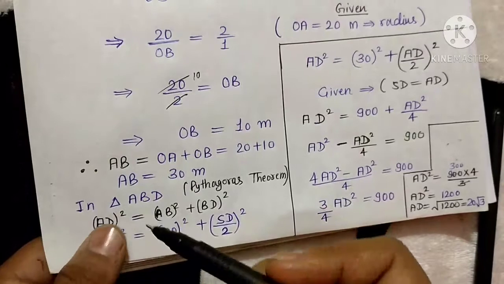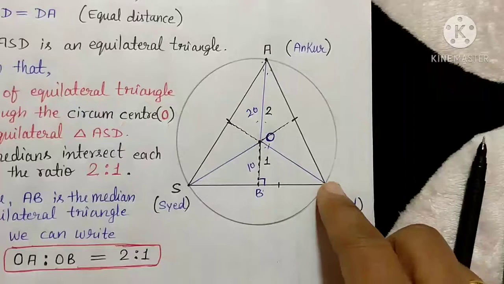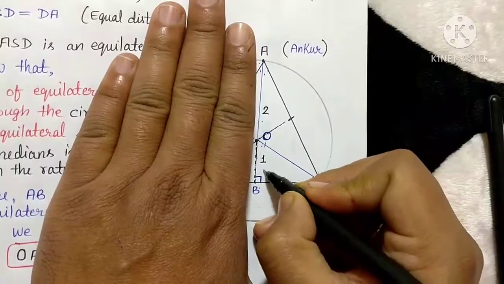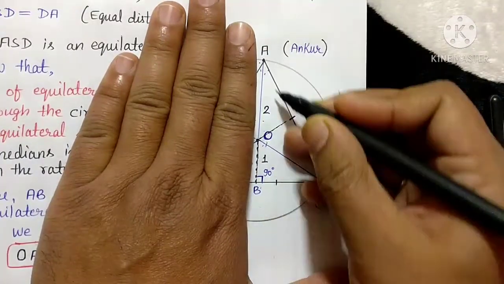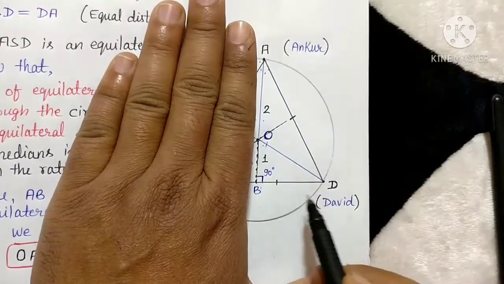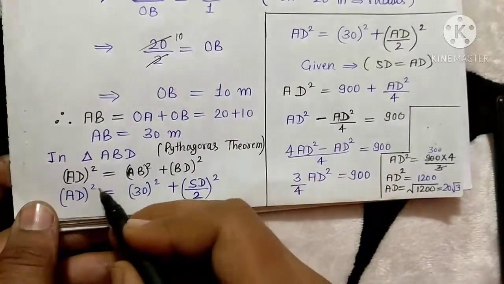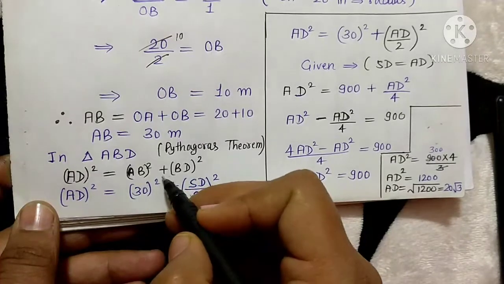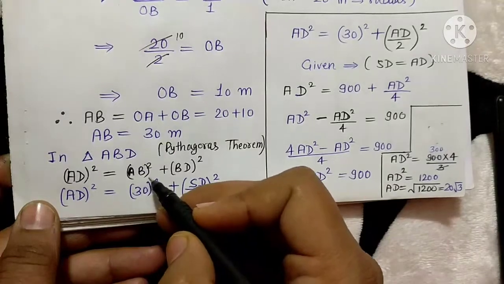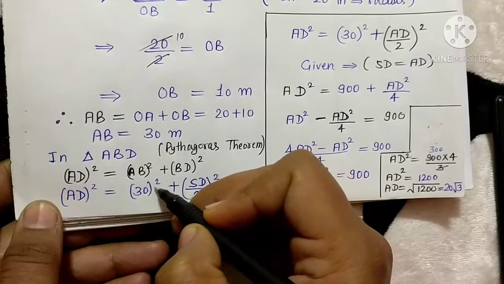Now if we observe triangle ABD, just check this one. It is a right angle triangle ABD. This is a 90-degree angle. So it is a right angle triangle where AD is the hypotenuse, AB is the perpendicular, and BD is the base. So we can use Pythagoras theorem here. In triangle ABD, Pythagoras theorem, AD square equals AB square plus BD square. Now AD square is not given, we have to find it out. And AB, which we just found out, is 30. So we can write 30 square in place of AB square.